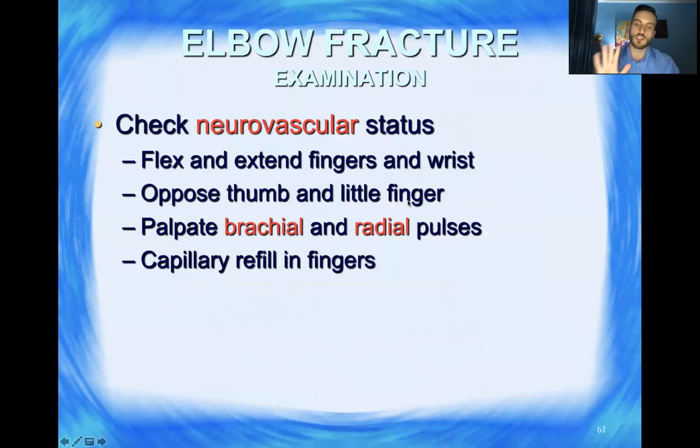Okay, you always have to check neurovascular status. That's very, very, very important and mandatory. So flex and extend the elbow, make sure about history and physical examination, oppose the thumb to the little finger, which is called opposition. So you are checking neurovascular, you are checking the nerves, the ulnar, the median, and the radial. And you have to palpate for the pulses, from the brachial to the radial and ulnar, and check the capillary refill.